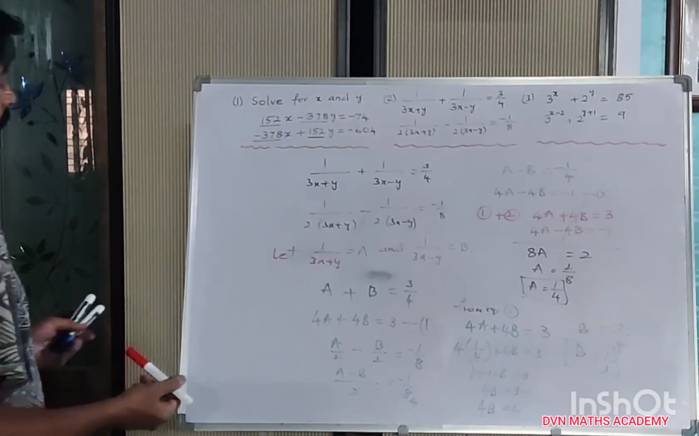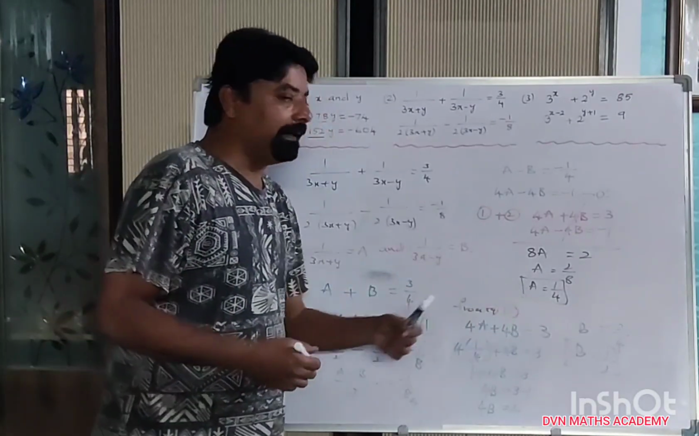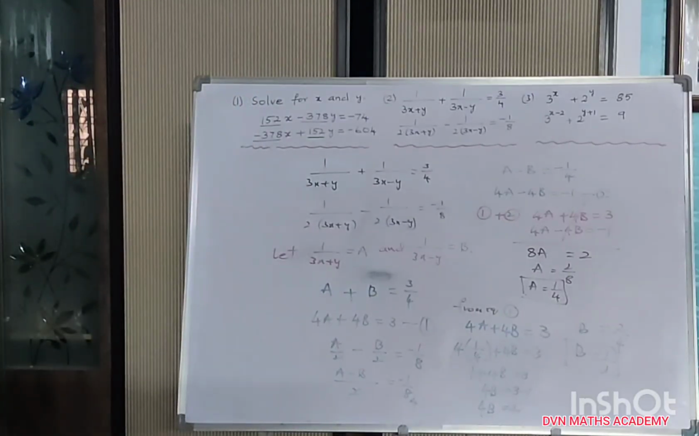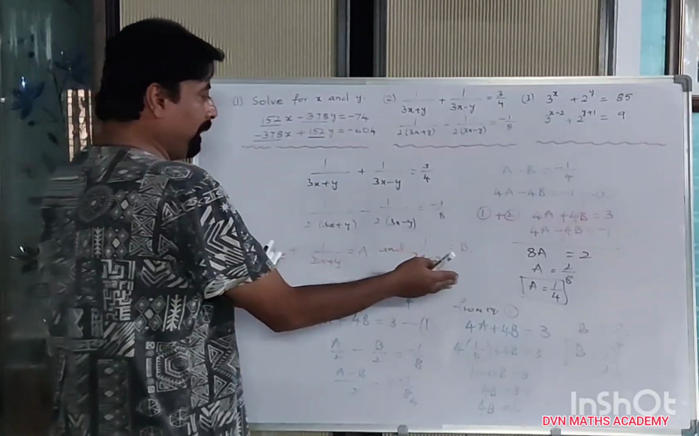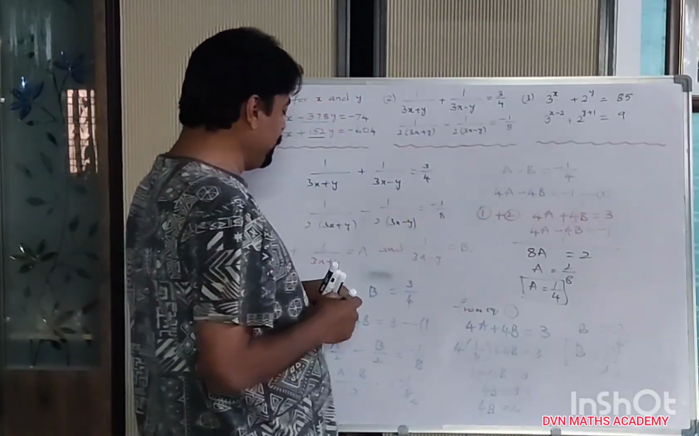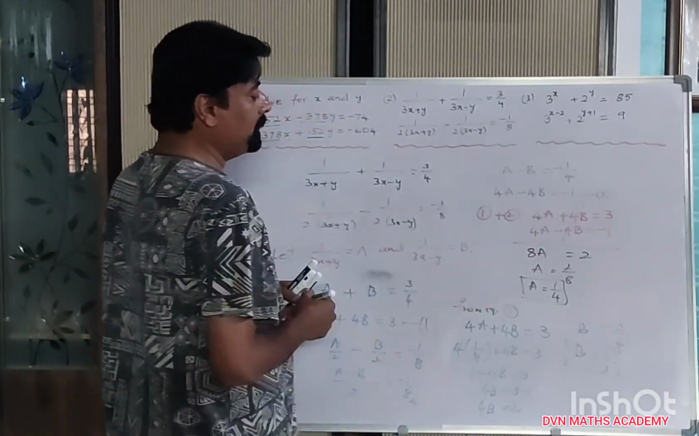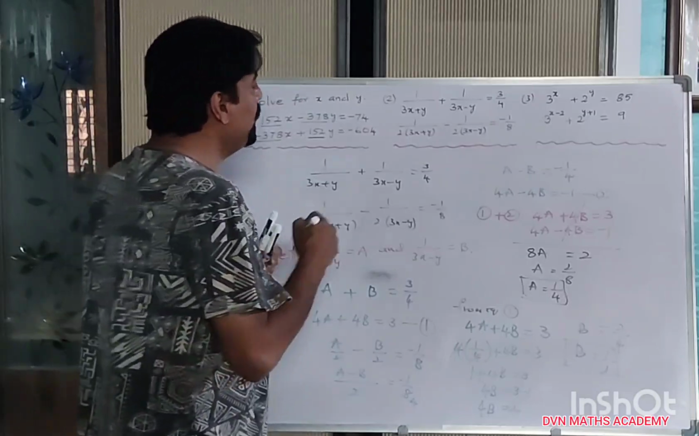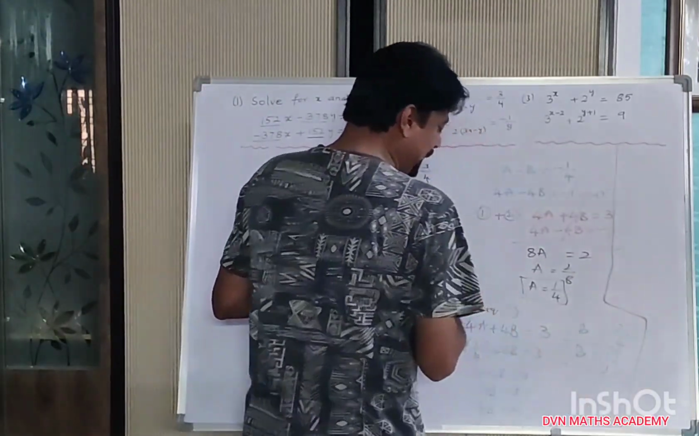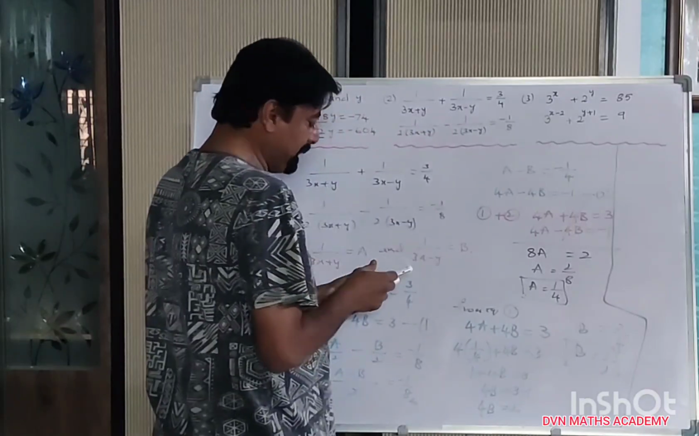This is the b value. I got the a value and the b value. But according to the given question, we are required to find the values of x and y, and we got only the a value and b value. From these a and b values, we can easily find the x value and y value.